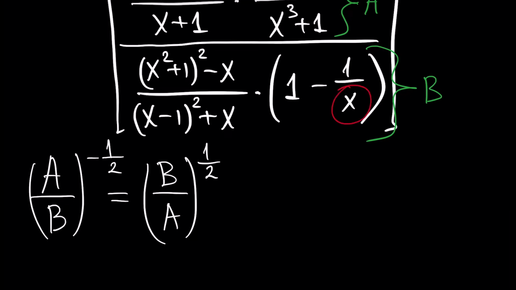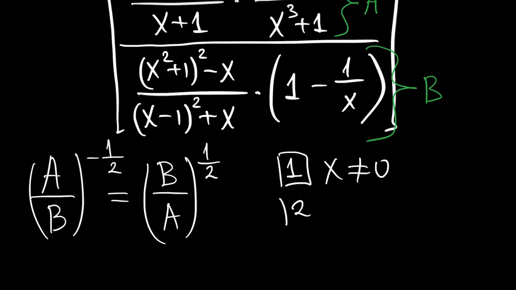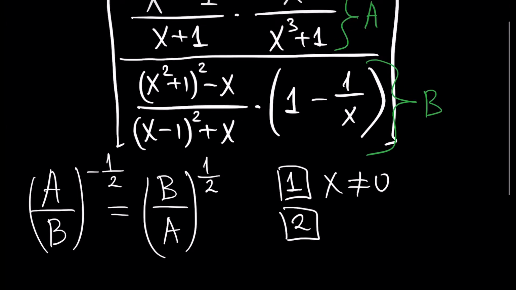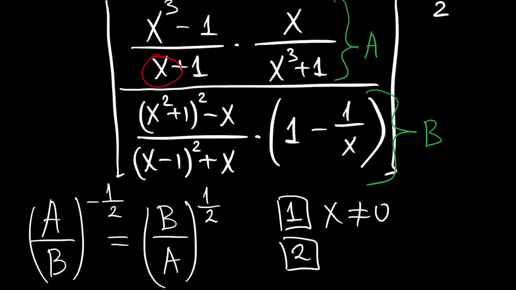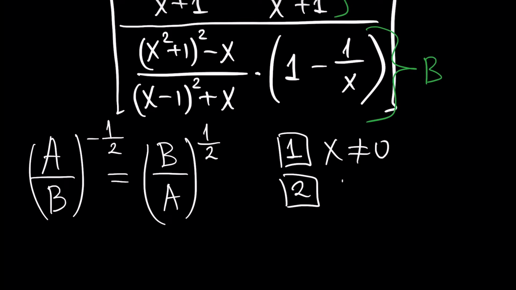First, look at this. x must be not equal to 0. So the first, x must be not equal to 0. Second, here, x must be not equal to minus 1. That's why we write x is not equal to minus 1.